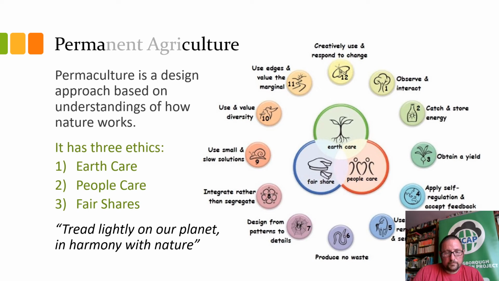One way of changing the way we behave towards agriculture and actually producing food and looking after the earth is called permaculture, a kind of permanent agriculture. It's a design approach based on understanding of how nature works. It has 3 ethics. As you can see by the picture in the middle, it's got earth care, people care, and fair shares. And then it has 12 tools, if you like, 12 ways to do this that are dotted around the central 3. A nice quote from their website, which is permaculture.org.uk, is tread lightly on our planet in harmony with nature.